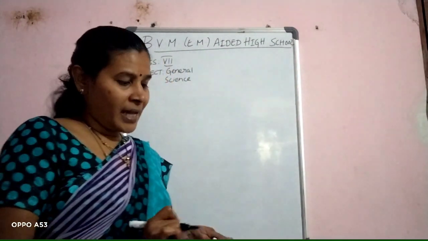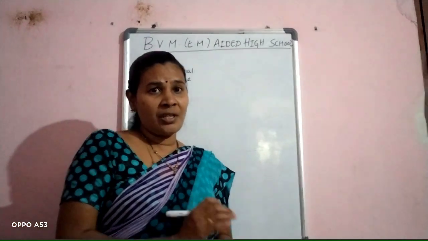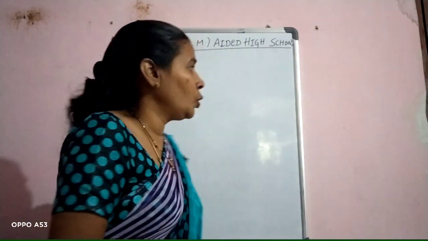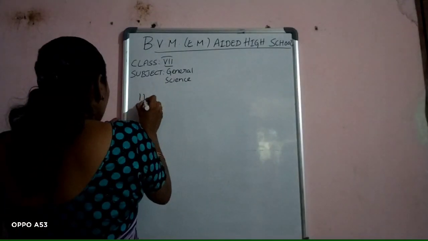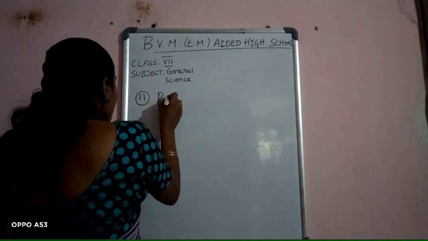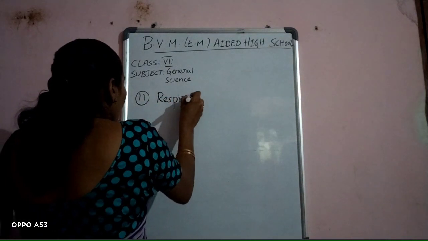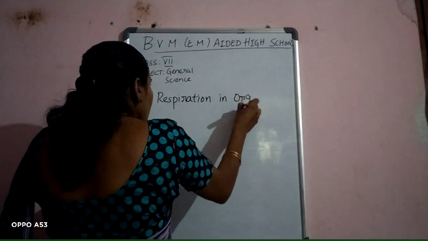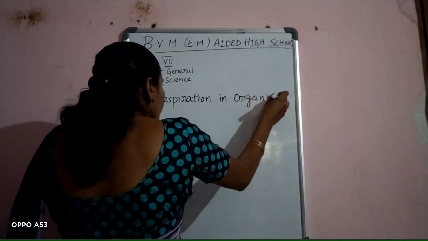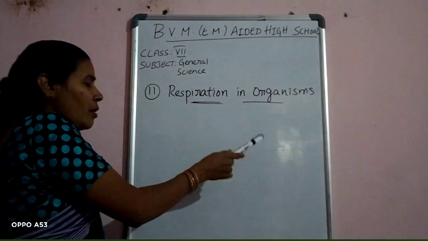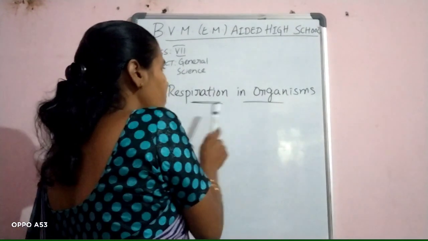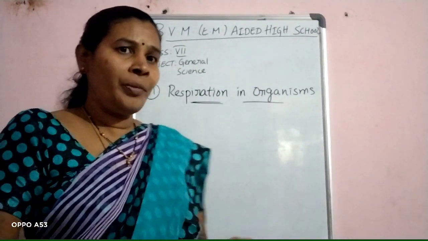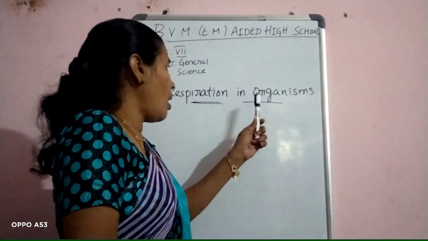Now, in the previous class, we learnt about nutrition in plants. Now, let us start the new lesson. What is the lesson name? Respiration in organisms. Organisms means all living things, human beings and plants, are called organisms.